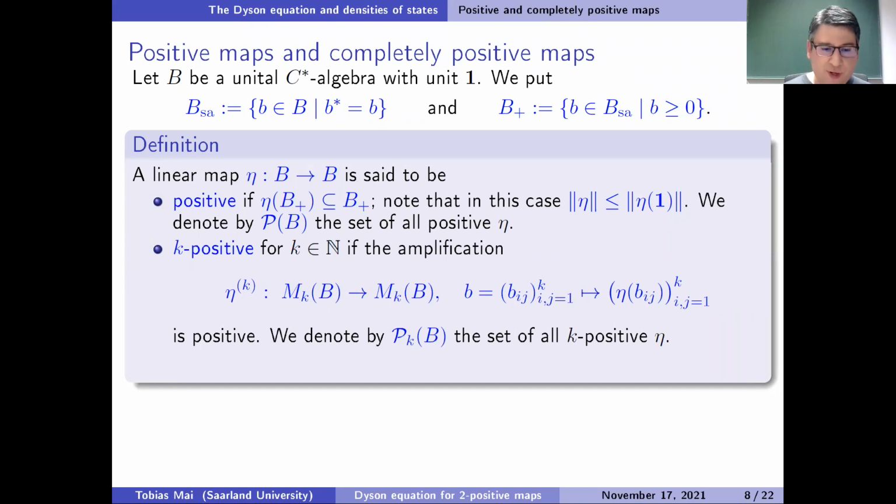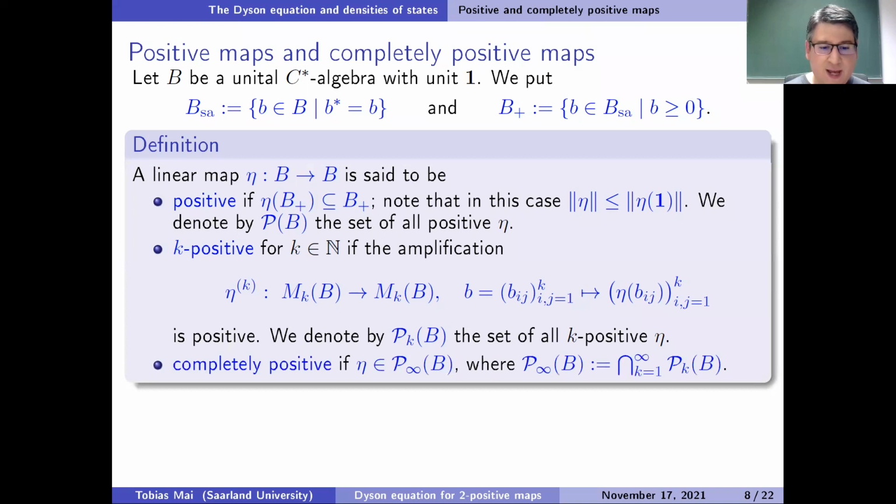And as you certainly know, a k-positive map is simply a map which remains positive under amplification. So what we do is we let eta induce a map from the k by k matrices over B to themselves, just applying eta entry-wise to a k by k matrix. And if this map is positive in the aforementioned sense, then we call the map eta k-positive, and by P_k(B), we denote the set of all k-positive etas. And completely positive, of course, if eta belongs to all P_k(B), so it's k-positive for every integer k, then we call it completely positive.